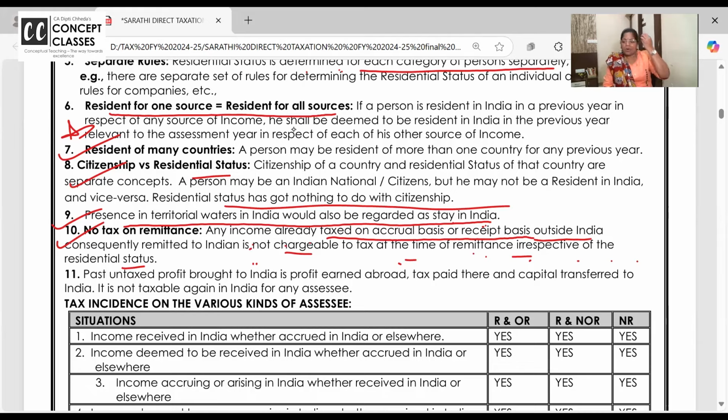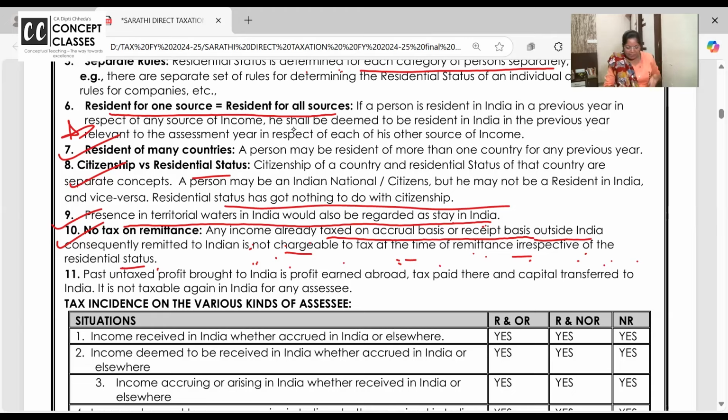Any income already taxed abroad, outside India, on accrual basis or receipt basis, and consequently remitted to India, is not chargeable to tax at the time of remittance, irrespective of the residential status. Super. I want all of you to write.